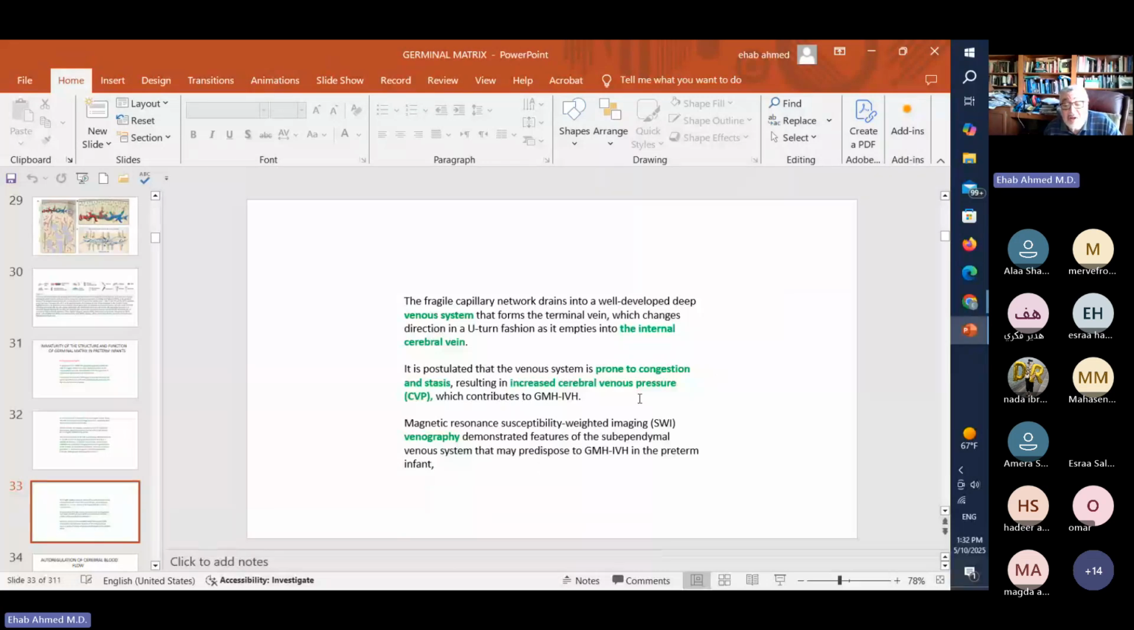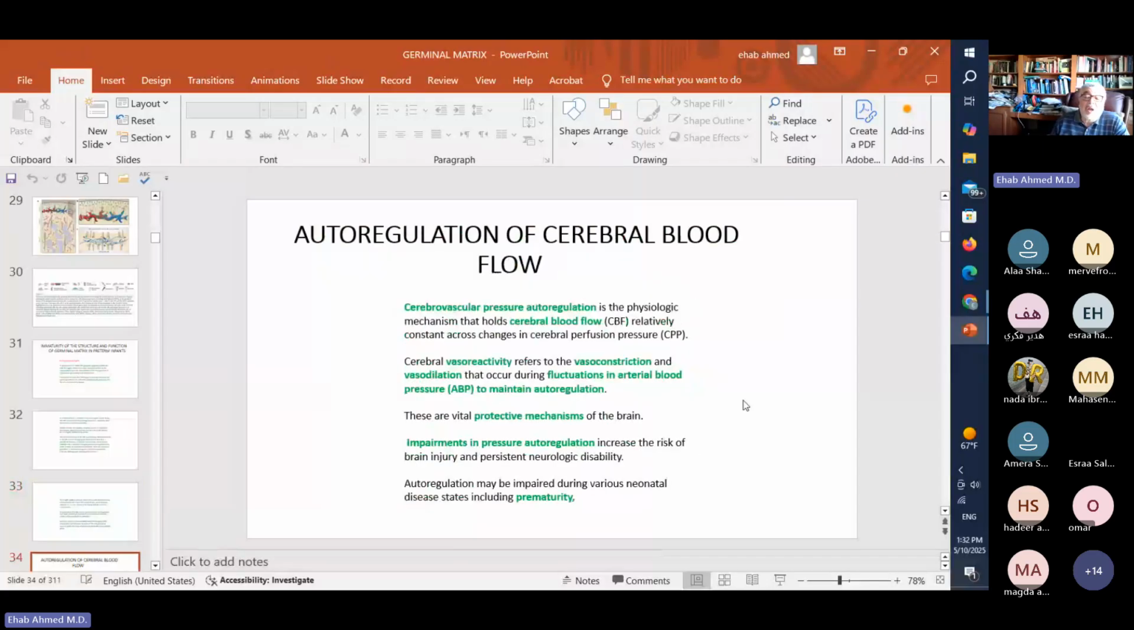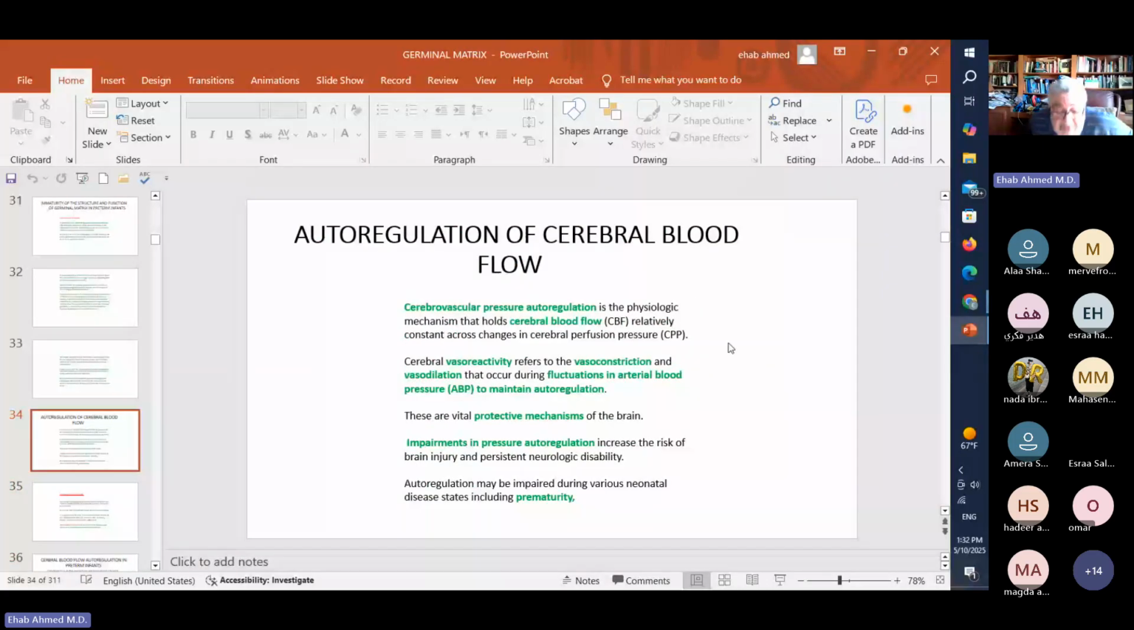And this was studied by venography. Okay, so we are done with the germinal matrix fragility and immaturity, and we know why, based on physiologic, anatomic, and developmental issues. Here comes the second main issue in the pathogenesis of GM-IVH, which is immaturity of the autoregulation of the cerebral blood flow.